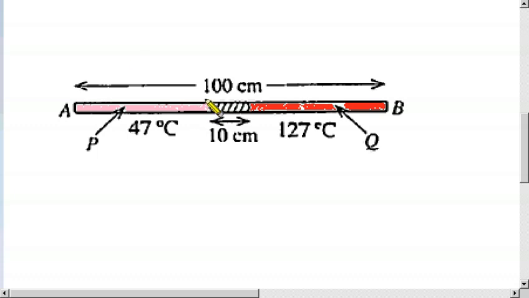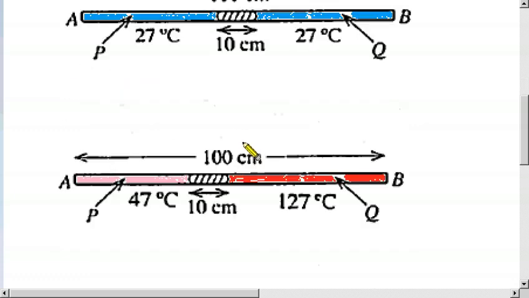So what happens, due to expansion of the air column, this mercury thread must move to the left side like this. At the beginning it was at the center, but now since the temperature of the right side is higher than the left side, the expansion is greater, therefore this mercury column must move to the left side like this.